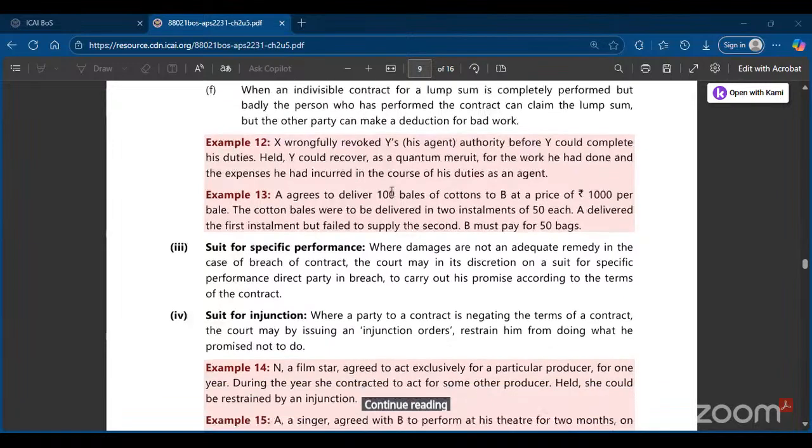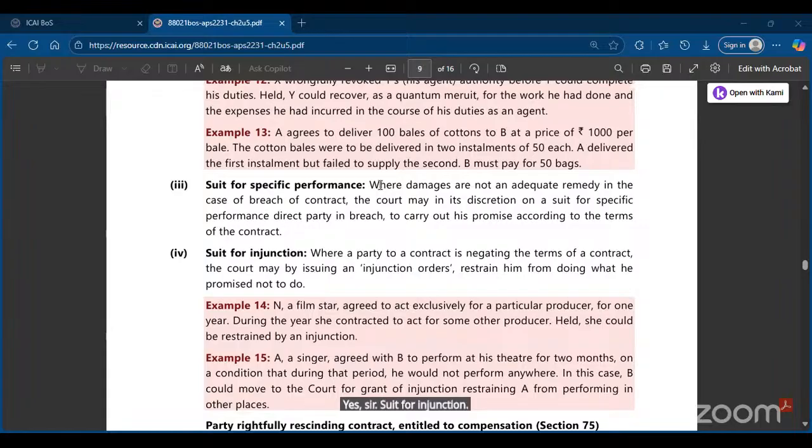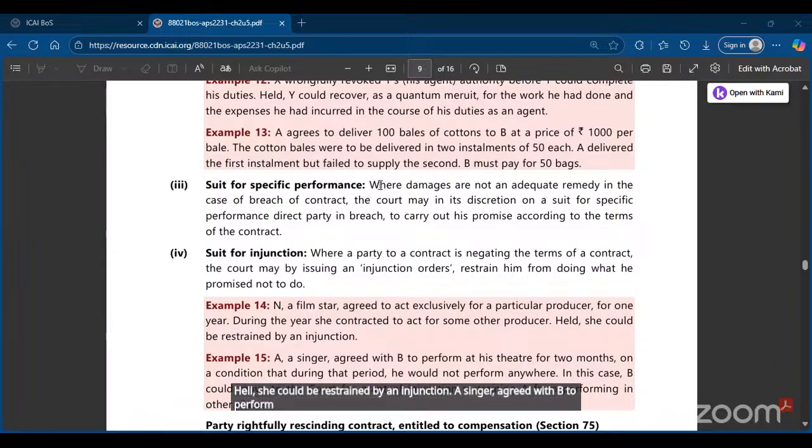Continue reading. Suit for injunction. Where a party to a contract is negating the terms of a contract, the court may, by issuing an injunction order, restrain him from doing what he promised not to do. They've given two examples. A film star agreed to act exclusively for a particular producer for 1 year. During the year, she contracted to act for some other producer; held she could be restrained by an injunction. A singer agreed with B to perform at his theater for 2 months on a condition that during that period he would not perform anywhere. In this case, B could move to the court for grant of injunction restraining A from performing in other places.